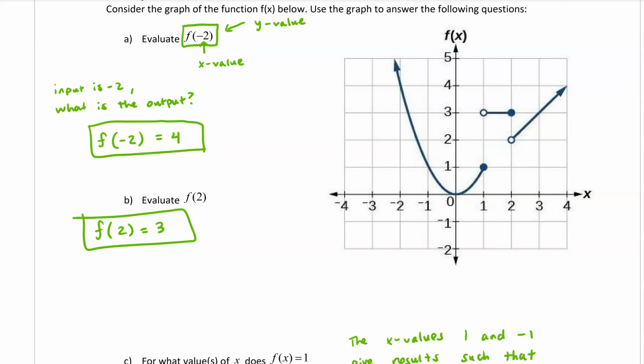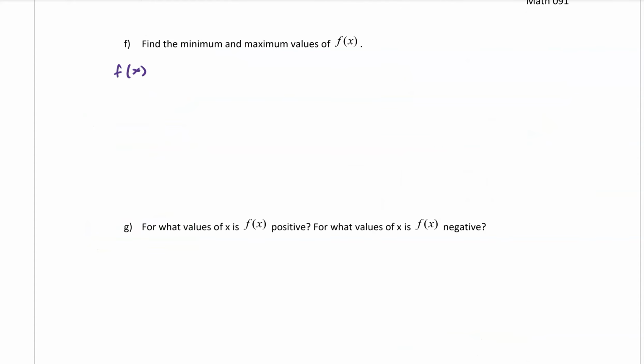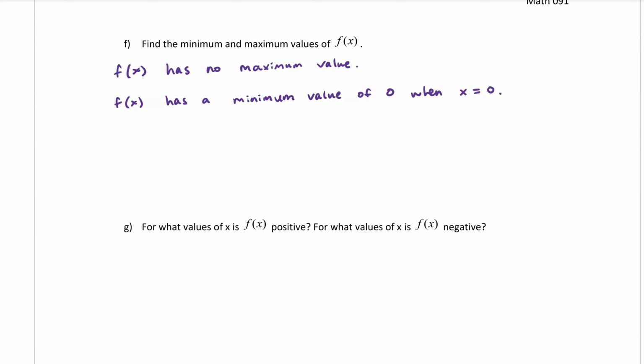So let's go ahead and think about how we want to write that out. So we would say f of x has no maximum value. And then we would say f of x has a minimum value of 0 when x equals 0. So those are our two answers for part F.